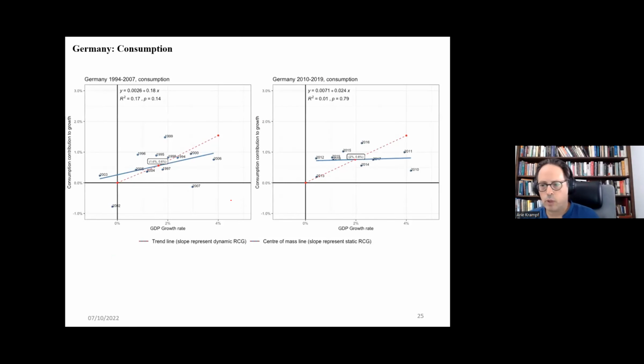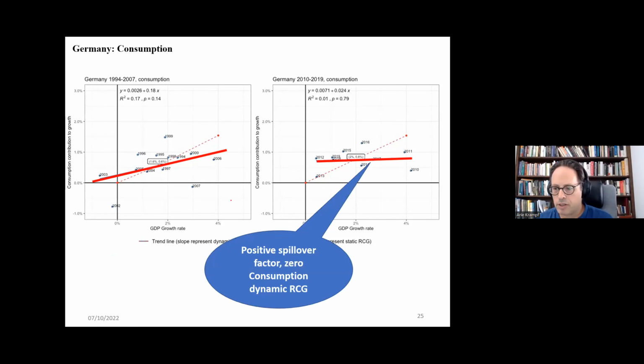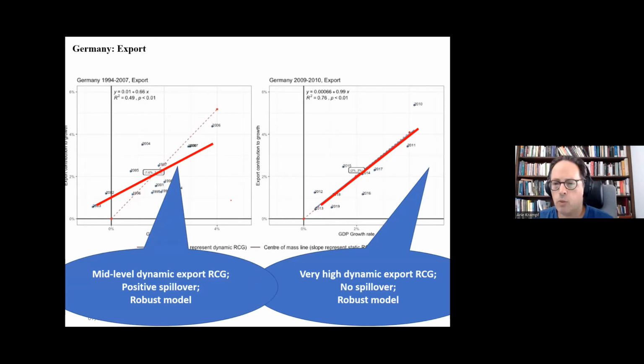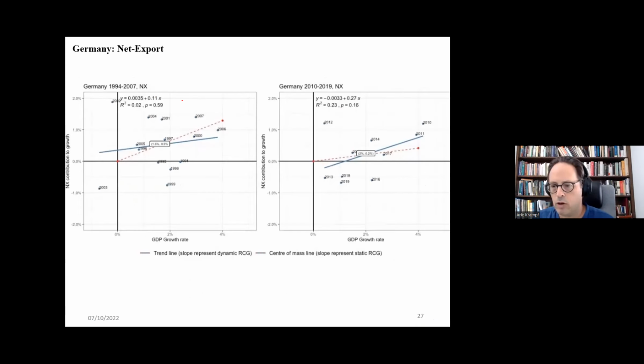Okay, so first, Germany. What we see in the case of Germany is that after the crisis, the dynamic consumption RCG was almost 0, which means, according to our understanding, that in that period Germany could not achieve a higher growth rate by higher consumption. And this is a difference from the pre-crisis era. When we look at export, our approach confirmed the conventional wisdom that Germany is an export-led growth country, and we see also an increase in the dynamic export RCG, and we see that in both periods the model is very robust, p-value is very low.